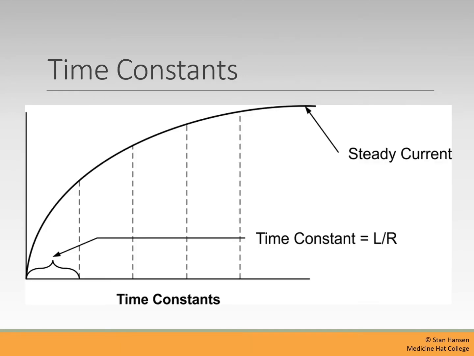When we look at the curvature that is created by a system with both inductance and resistance, we can break that curvature up into 5 separate parts, and each one of these parts is considered to be a time constant. The amount of time that it takes to get from 0 up to a steady current will take 5 time constants. And the amount of time it takes to get through each time constant is dependent on both the inductance and the resistance of that circuit. The formula that we can use is T = L/R. So one time constant is equal to the inductance divided by the resistance.